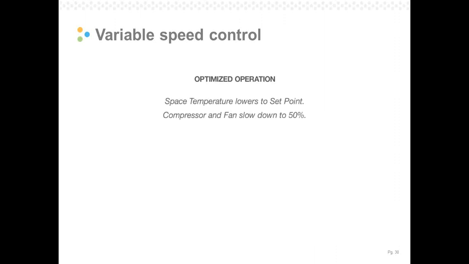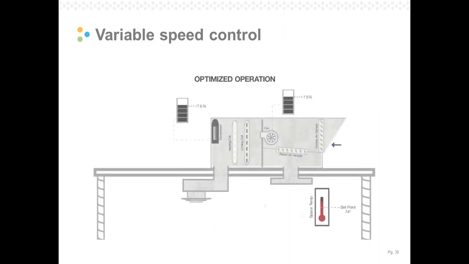Once it gets to the point where the space temperature meets the set point, the VFD then tries to slow down the compressor and the supply fan at the same time, thereby keeping the system running and conditioning the outside air and return air at the same time, but conditioning it at a much lower level.